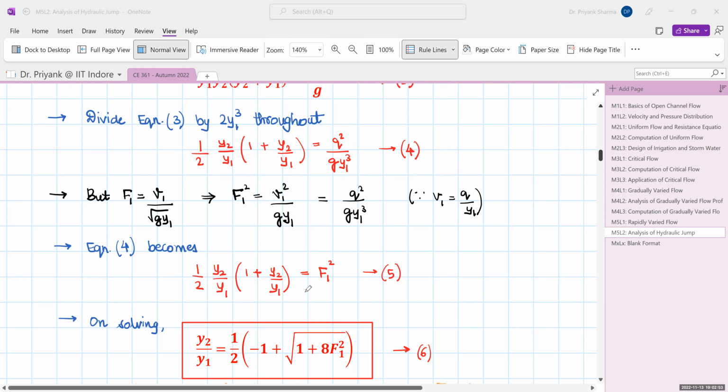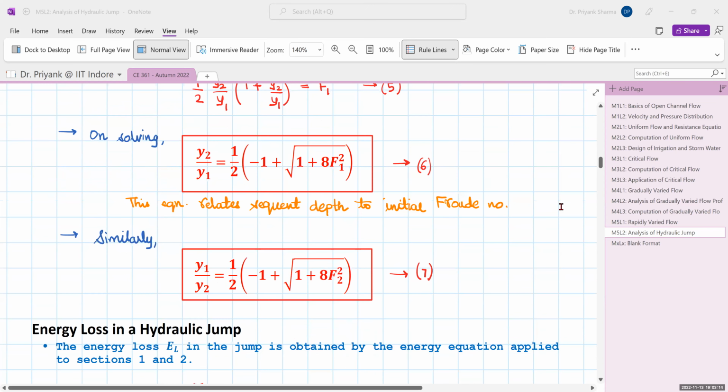and thus solving this equation 5, it yields y2 by y1 is equal to half into brackets minus 1 plus under root 1 plus 8 F1 square. So this is a very important equation. This equation relates the sequent depths or the conjugate depths to the initial Froude number.